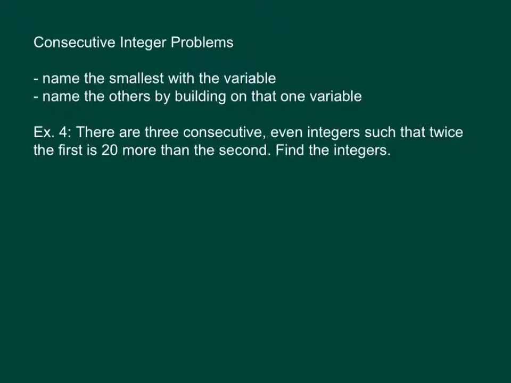All right, there are 3 consecutive even integers, such that twice the first is 20 more than the second. Find the integers. So 3 consecutive even integers. So let's start with naming them. We'll name the first one x, so the first integer. Well, what's the next even number after x? If x is an even number, how do I get the next even? Yeah, I add 2.